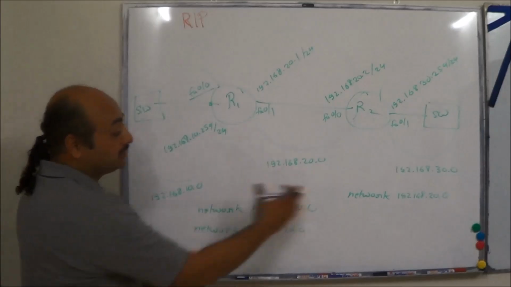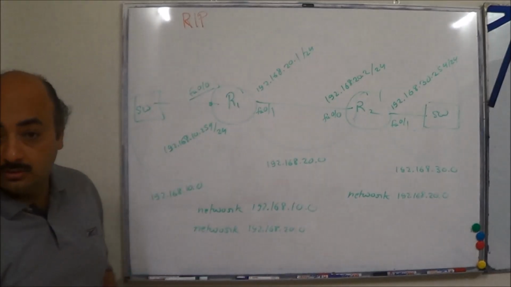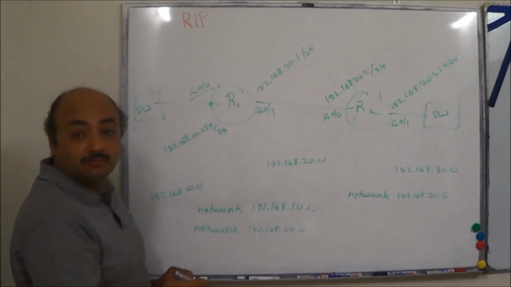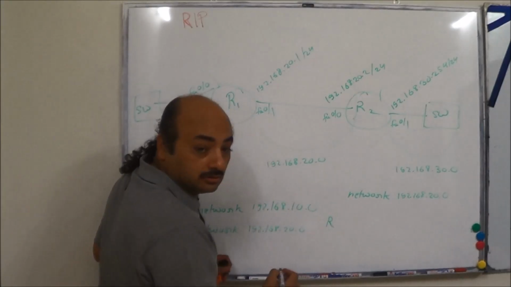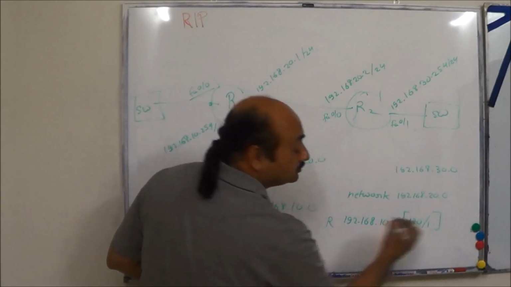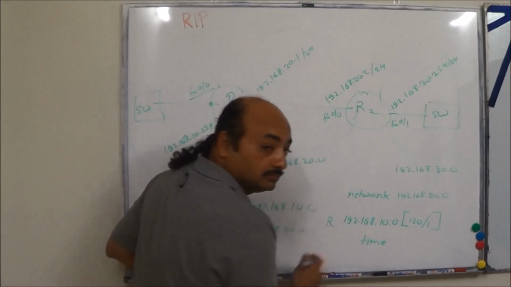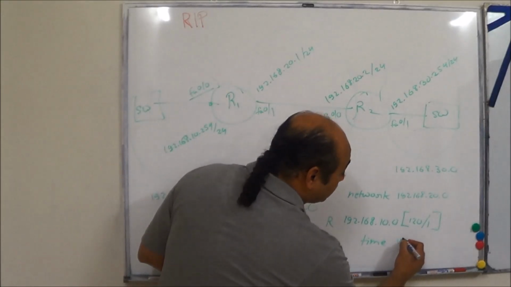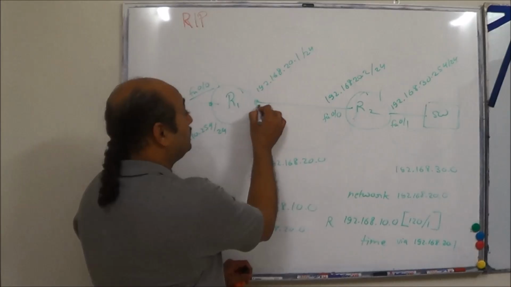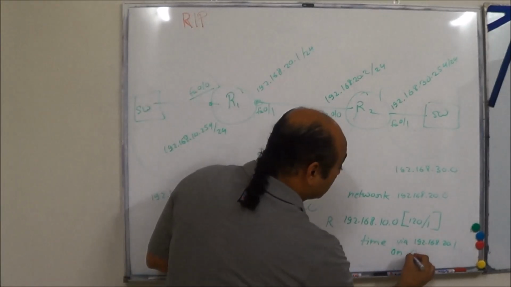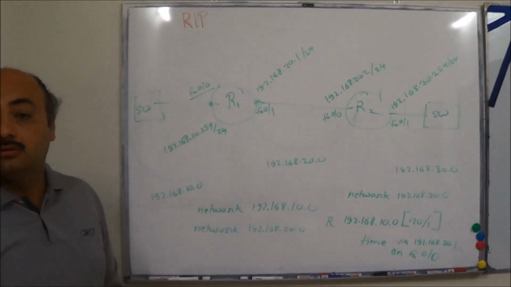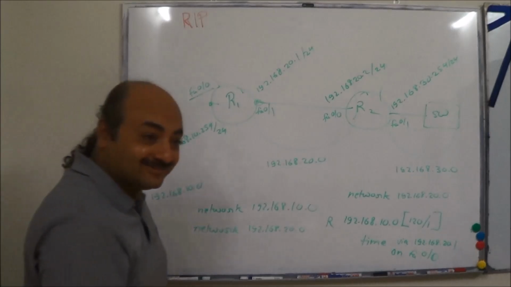Further, in this condition, what we started seeing was, on R2 there were 3 entries: 20 network directly connected, 30 network directly connected, and the 10 network which was shown with an R, right? 192.168.10.0, with some time, some seconds, and then via 192.168.20.1, which is this interface, on Fast Ethernet 0/0. Right? Okay. Right, Pankaj? Yes, sir.